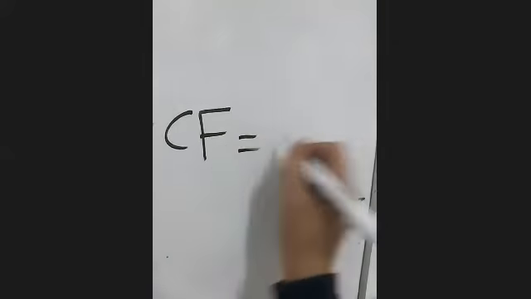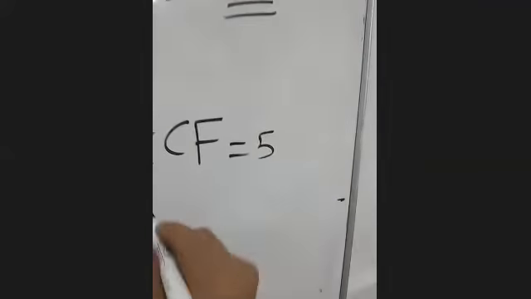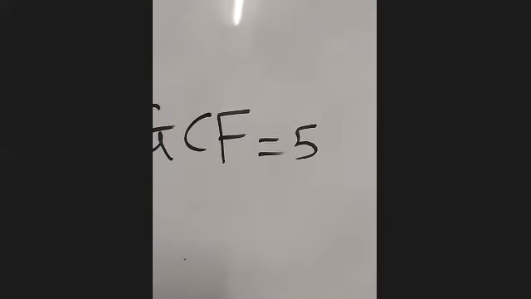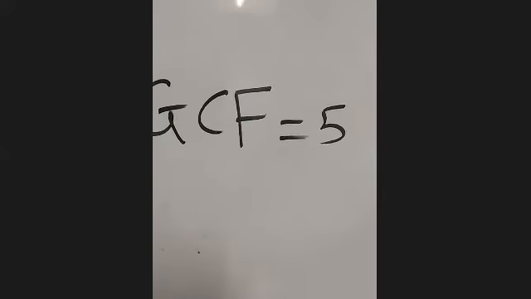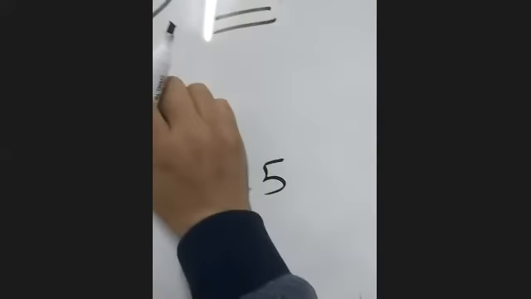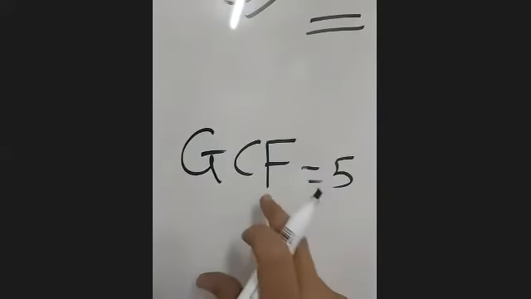Write it like this, guys. GCF equals, for example, 5. Don't write only 5. Listen and understand. Write GCF equals 5 like this.